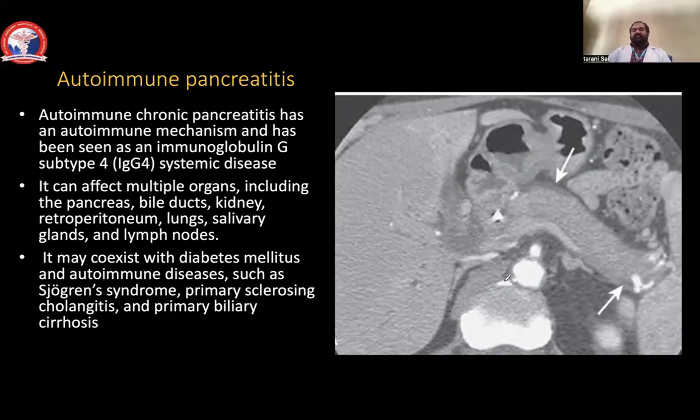Now, this is a CT image taken at the arterial phase showing a markedly enlarged pancreas with loss of enhancement and density, giving rise to the sausage sign. So, a sausage-shaped pancreas is seen in autoimmune pancreatitis.